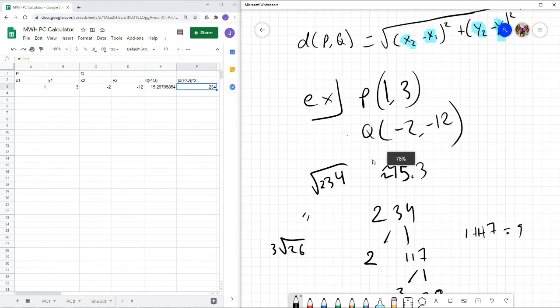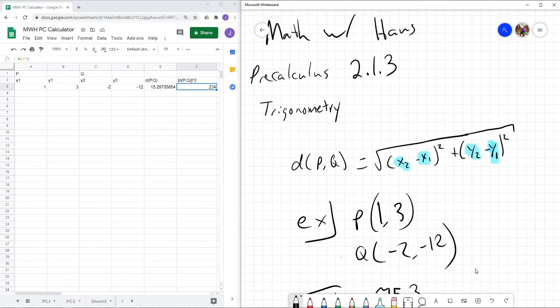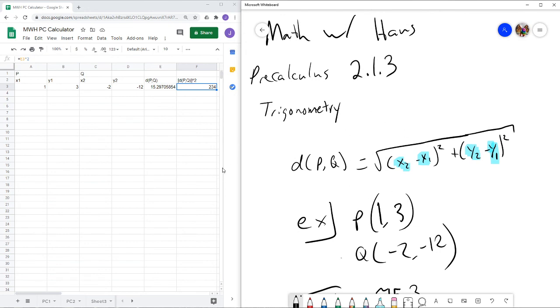We have looked at now 2 ways of programming this, one with the graphing calculator and now with Google Sheets. It's a very easy way of doing it, as we saw.